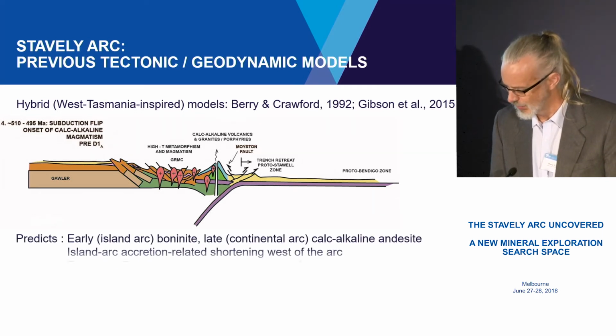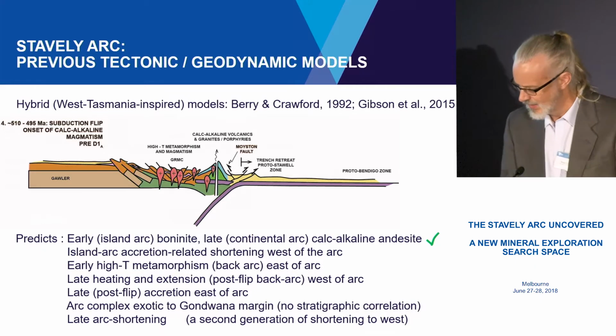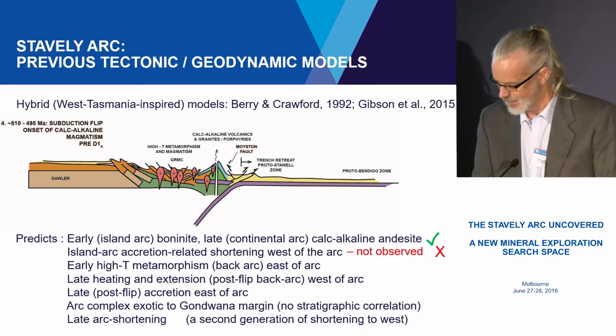And this explains a few cool things. So it predicts a few things. It predicts early island arc boninite and then late sort of calc-alkaline andesite, perhaps an Andean setting, and that fits the data we've got. It predicts island arc accretion related shortening to the west of the arc. And actually, we don't really see that, so that's a bit of a cross there.